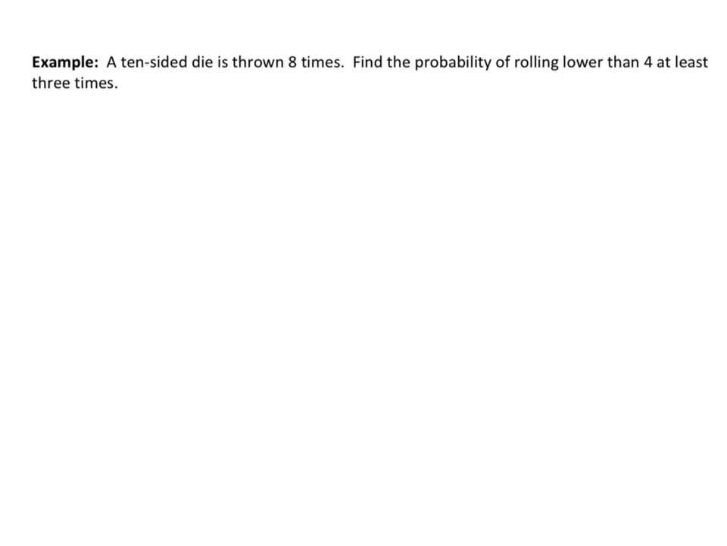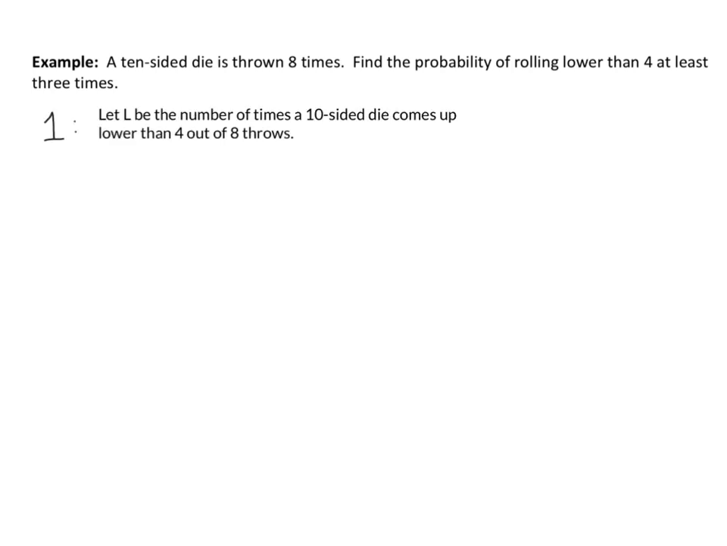Here's one last example so you can try it on your own. A 10-sided die is thrown 8 times. Find the probability of rolling lower than 4 at least 3 times. So I decided to go with: let L be the number of times a 10-sided die comes up lower than 4 out of 8 throws.